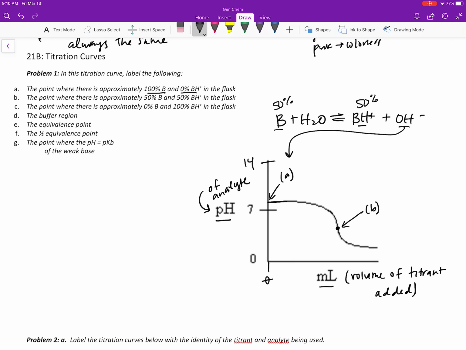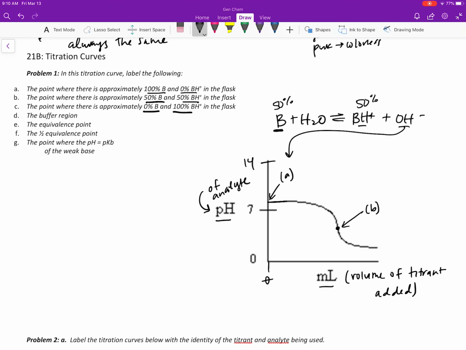Okay, right there, if you remember, inflection is where the slope changes, where it starts to go in, and then all of a sudden switches and goes out. So that's the point at which we have half and half. The last part says where there's approximately 0 of the reactant and 100% of the conjugate acid.